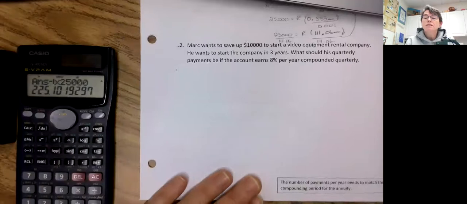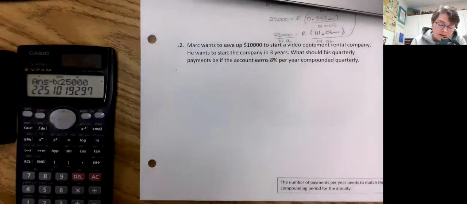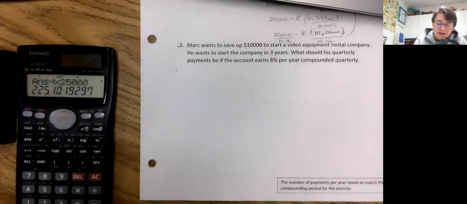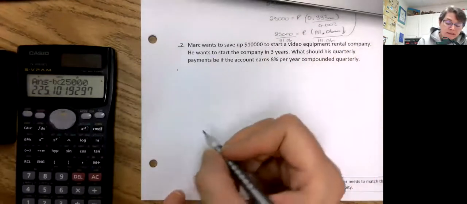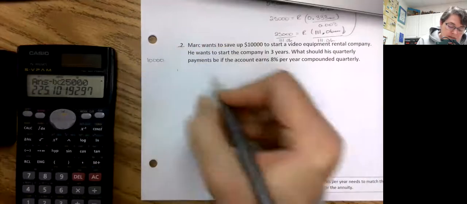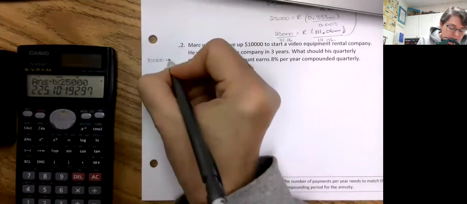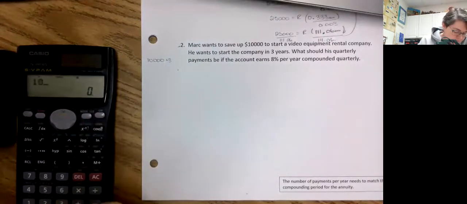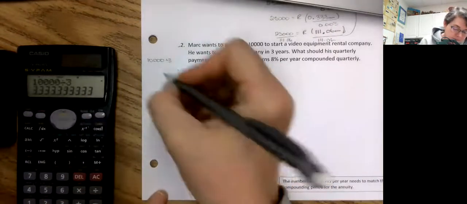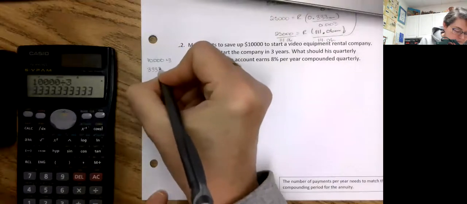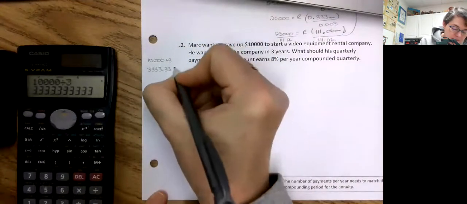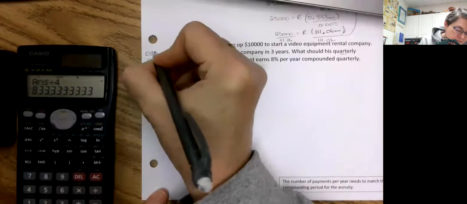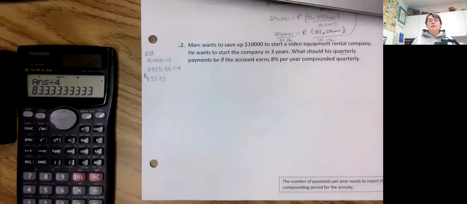All right. Mark wants to start a video equipment rental company in 3 years. What should his quarterly payments be? Okay, I trust my little estimate. He wants $10,000 in 3 years, and he wants to make quarterly payments. So that's my estimate. My answer should be somewhere around $800.